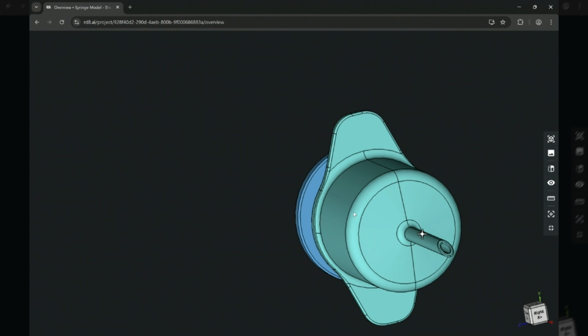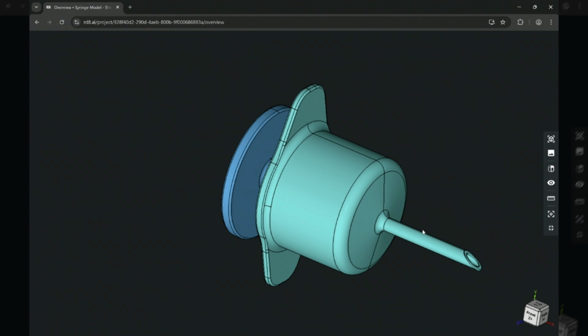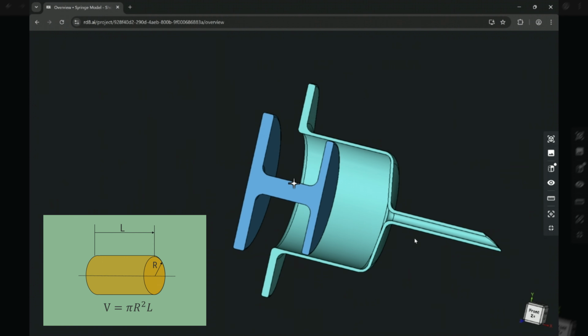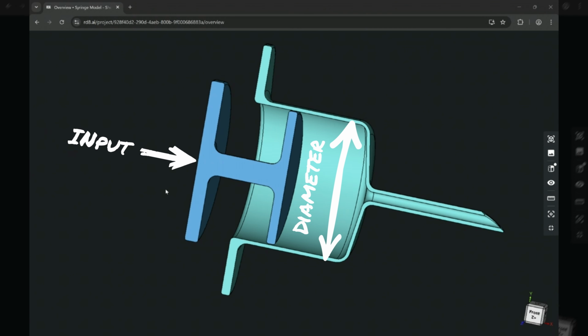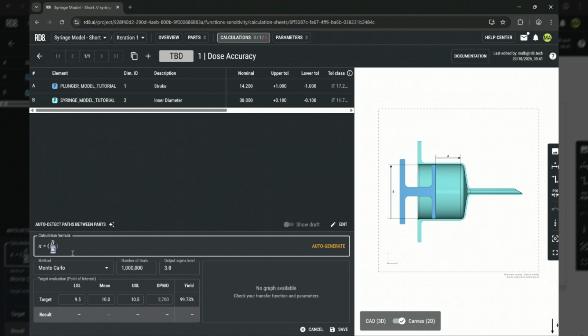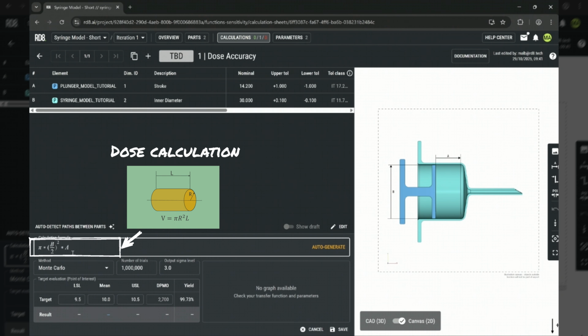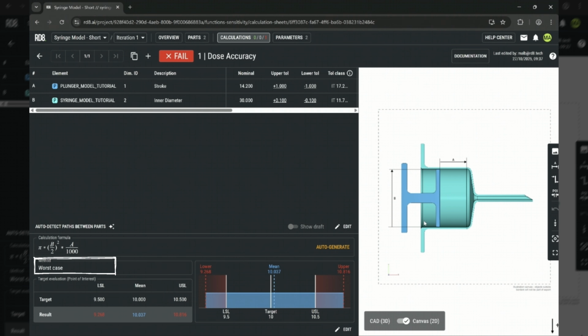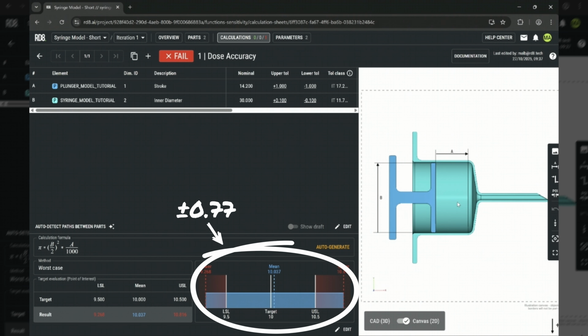Let's start with the short syringe and calculate the variation in its volume, approximating it as a cylinder, just like in the illustration. If we input the diameter and stroke length, along with their tolerances, into the RD8 platform, we can quickly estimate the variation in the dose you'll receive. First, let's look at the worst-case scenario. The dose could vary by plus or minus 0.77 milliliters. That's already outside our target of 0.5 milliliters.